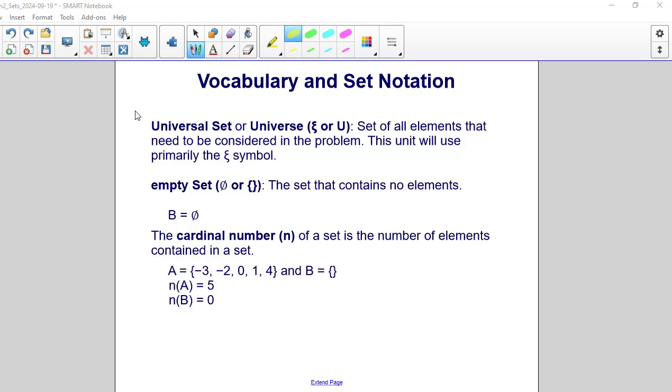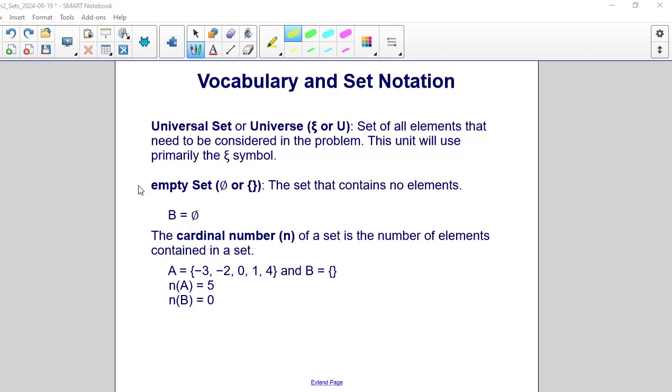Vocabulary and set notation. We're going to look at 3 phrases. The first phrase is the phrase universal set, also known as the universe. It is denoted by the Greek symbol xi, or the English letter U. The definition of the universal set is a set of all elements that need to be considered in the problem. This unit will primarily use the xi symbol.